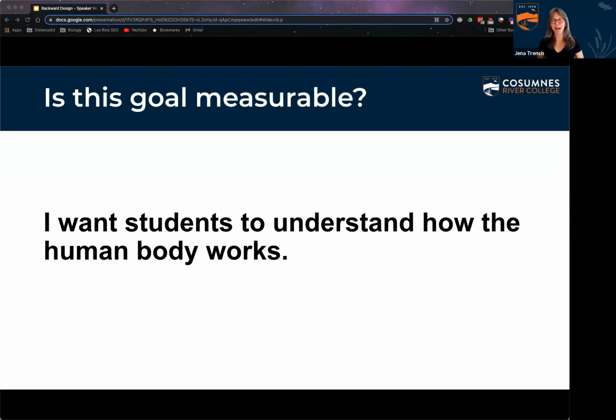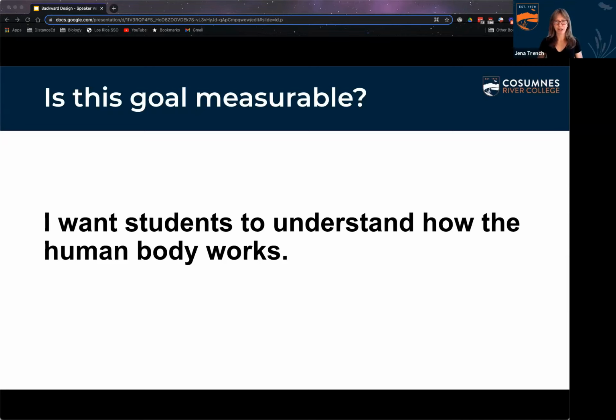So here is my goal for my introductory anatomy and physiology course, right? So I want students to understand how the human body works. Is this goal measurable? Give me a thumbs up or a thumbs down. If students were to look at this statement, would they understand what I'm wanting them to do? Would they know how they can measure their own success? What do you think?